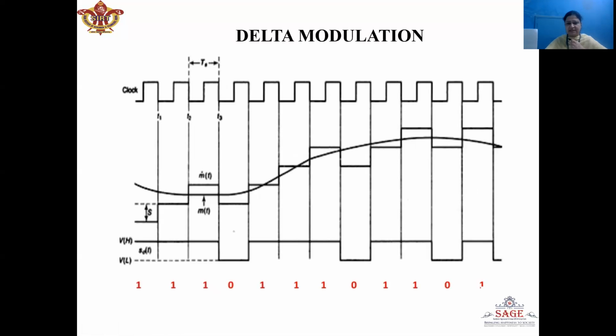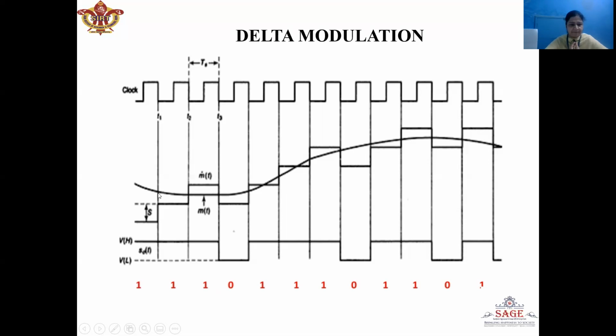Now here we can see the basic operation by the use of the waveform. Here we can see the basic signal m(t), or we can say x(t) also. Now this is the staircase approximation which is generated by the delta modulator. Now this clock waveform is used to represent the timings for comparing the samples, where the samples are compared after every Ts.